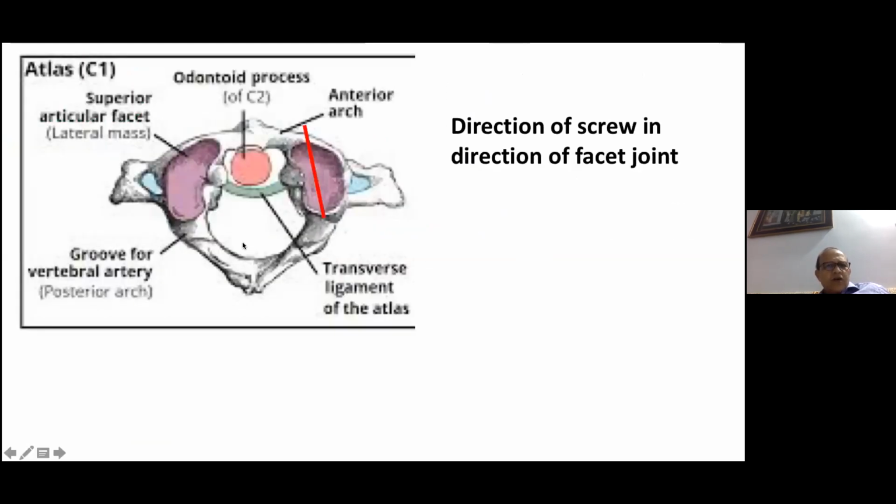So this is what I was talking about. The direction, you have to have the proper direction. If you put in a screw like this, then there will be a breach in the lateral mass. So you have to put in a screw in the direction of the lateral mass. From the anterior side, it has to be laterally directed. From the posterior side, it has to be medially directed.